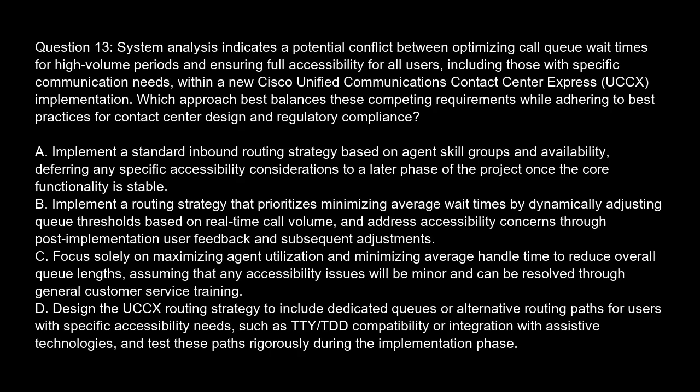Option C. Focus solely on maximizing agent utilization and minimizing average handle time to reduce overall queue lengths, assuming that any accessibility issues will be minor and can be resolved through general customer service training. Option D. Design the UCCX routing strategy to include dedicated queues or alternative routing paths for users with specific accessibility needs, such as TTY/TDD compatibility or integration with assistive technologies, and test these paths rigorously during the implementation phase.